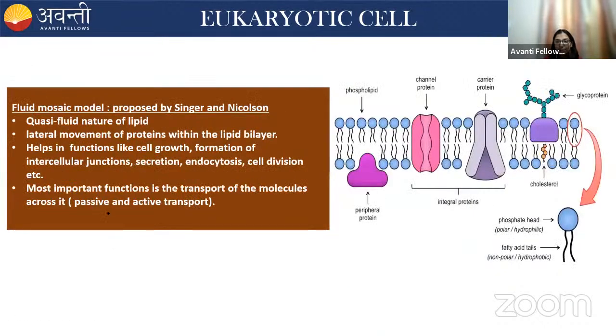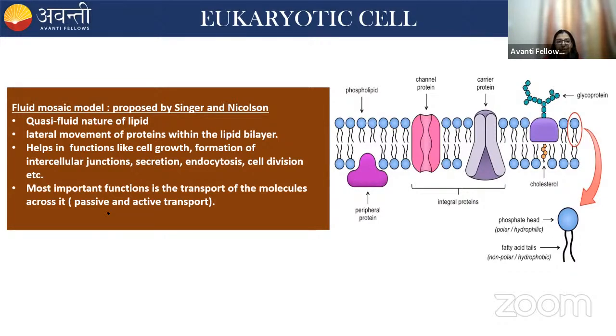Various models have been proposed regarding the cell membrane, like the unit membrane model and the sandwich model, but the most accepted model is the fluid mosaic model, which was proposed by Singer and Nicolson. According to this model, the membrane has a quasi-fluid nature. Quasi means semi, so they are semi-fluid in nature. Lateral movement of proteins occurs within the lipid bilayer, which shows the fluidity of the membrane.